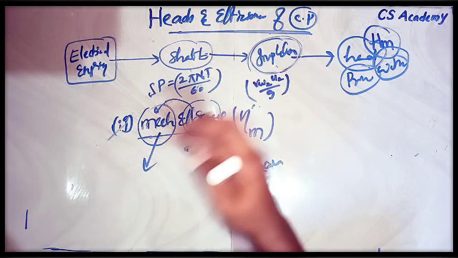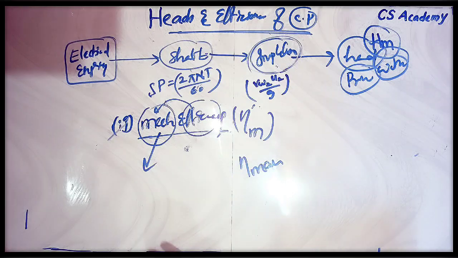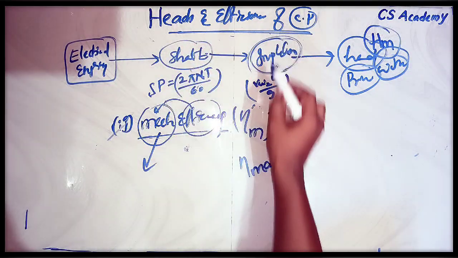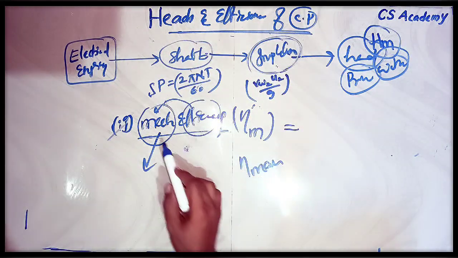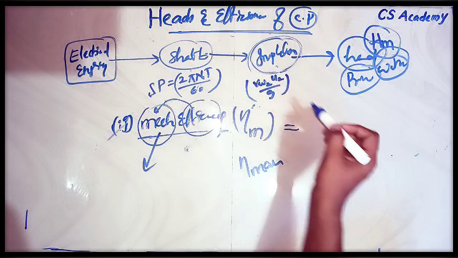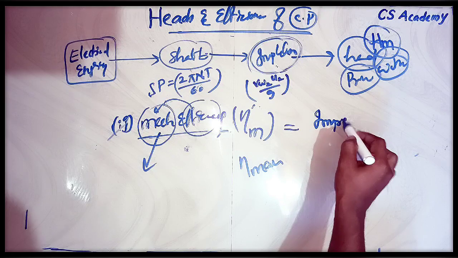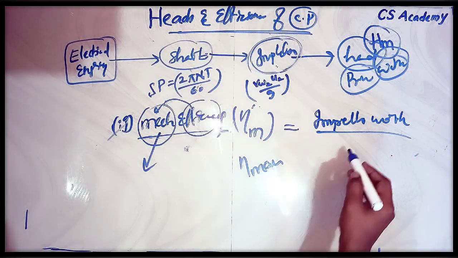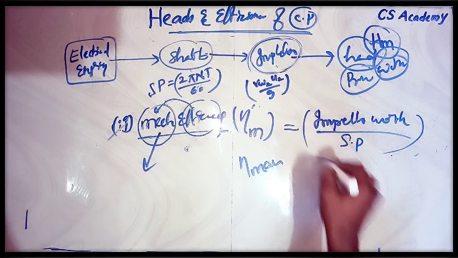This is the impeller which is rotating. Rotating parts are mechanical parts only. Yes or no? But what are we getting outside? Here we are getting mechanical efficiency. As I told, output by input. As the mechanical parts are rotating, we are getting output as impeller work. What is the input here? Shaft power. Shaft power is the input power.